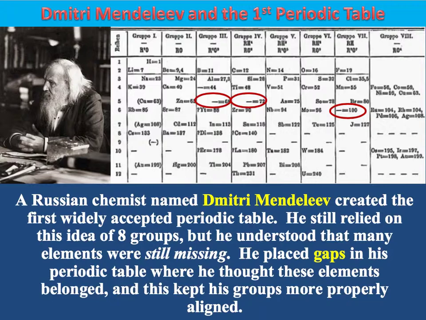So again, Mendeleev was the first person to come up with as close to the periodic table as we know it. And even though he kept things in groups of 8, he realized that there were elements that were not discovered. So he left spaces where he thought those elements should go. And by placing those spaces, when those elements were found, they could just be penciled in. So it helped to keep his groups more aligned.